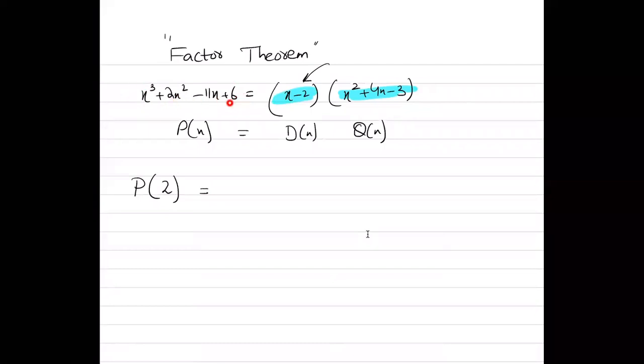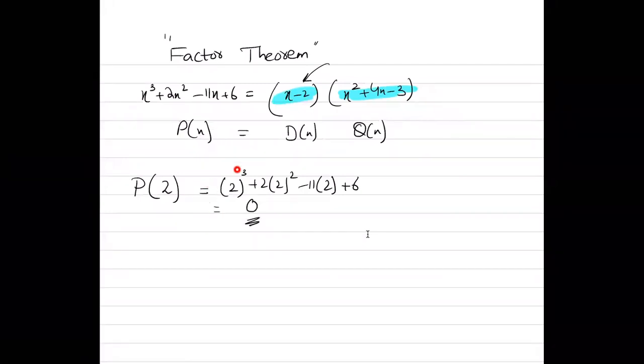So what would you get if you plug in 2 over here? 2 cube plus 2 times 2 square minus 11 times 2 plus 6. Can you calculate this? Yes. 0. 0. Yes.